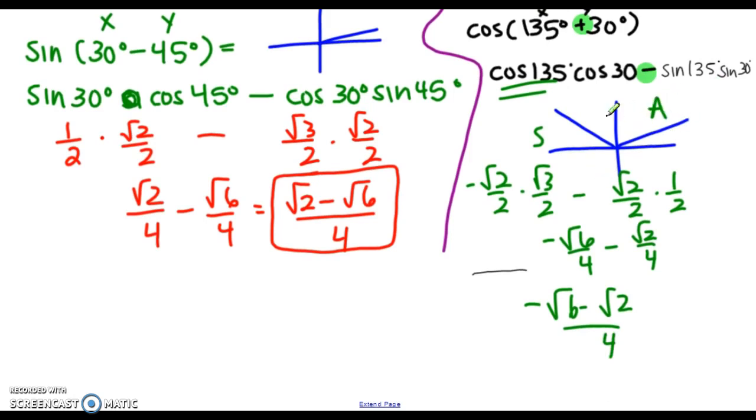All students, so all of them are positive in the first quadrant, just sine in the second. Cosine of 135, 45 degree reference angle, negative radical 2 over 2. Cosine of 30, cosine's your base, so radical 3 over 2. Keep the subtract. Sine of 135 is positive radical 2 over 2. Sine of 30 is 1/2. Negative radical 6 over 4 minus radical 2 over 4. Simplifies down into negative radical 6 minus radical 2 all over 4.